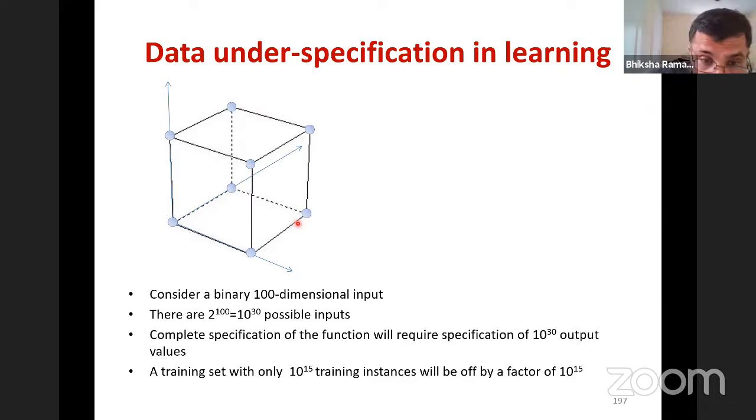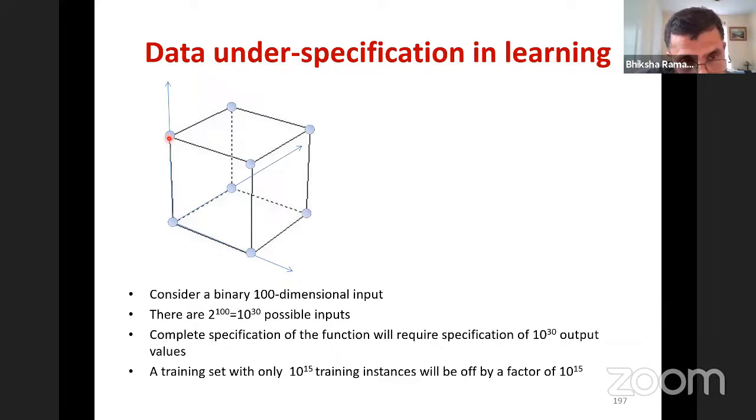How many corners do we have? You have 100 dimensions. Each dimension can take 2 values. There are 10 raised to 30 possible corners. If I want to fully specify the function, I have to specify the function at every single corner. Take a look at that picture. If I simply give you the value of this function at this one cube, you have no clue what the other 7 corners are, do you?